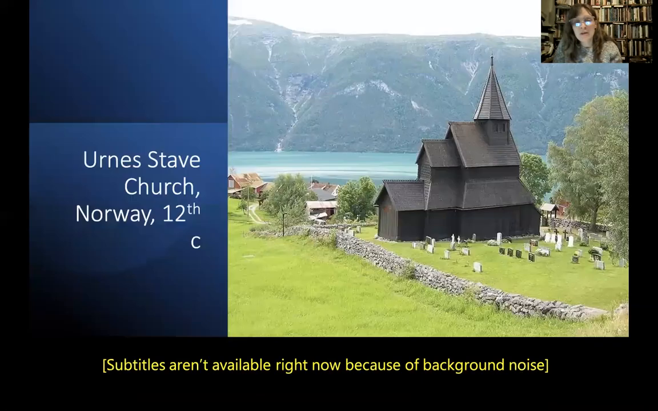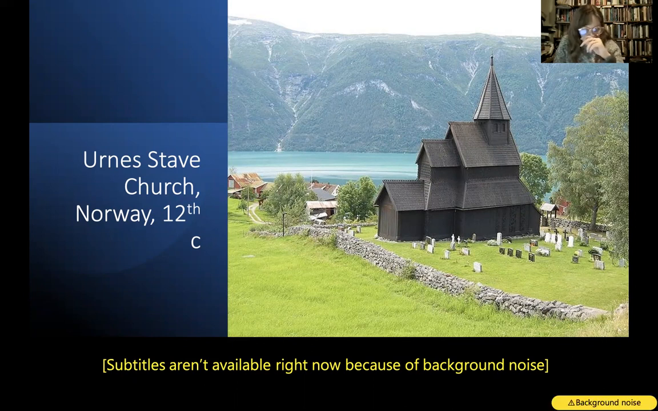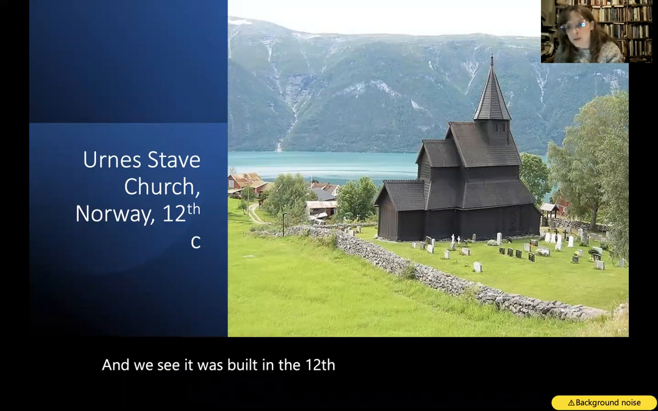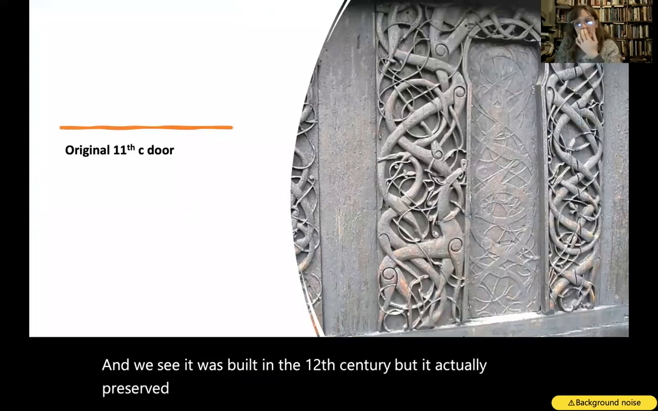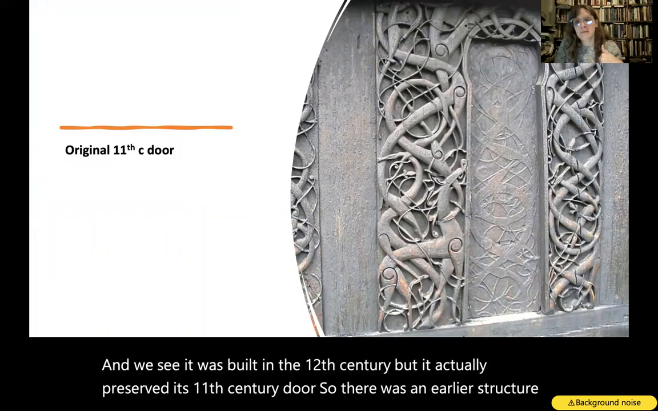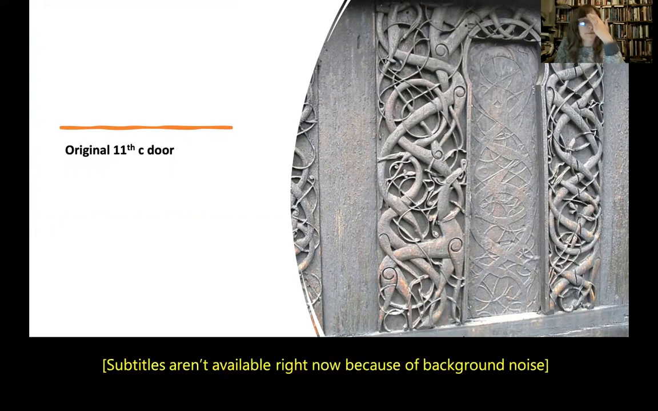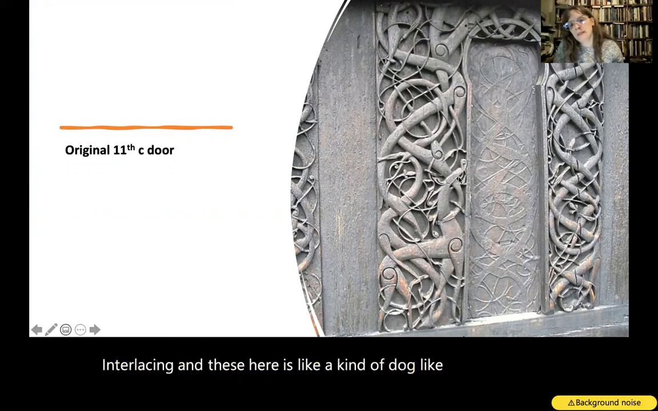All right, so by way of conclusion, let's look at two Scandinavian churches briefly. The first is the Ernst Church, which is on the west coast of Norway. It was built in the 12th century, but it actually preserved its 11th century door. So there was an earlier structure, and this is the door from the original structure. Again, wonderful interlacing, and here's a dog-like creature biting this vine or snake.